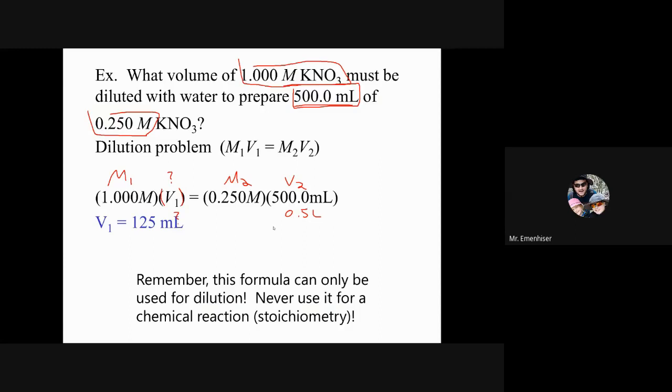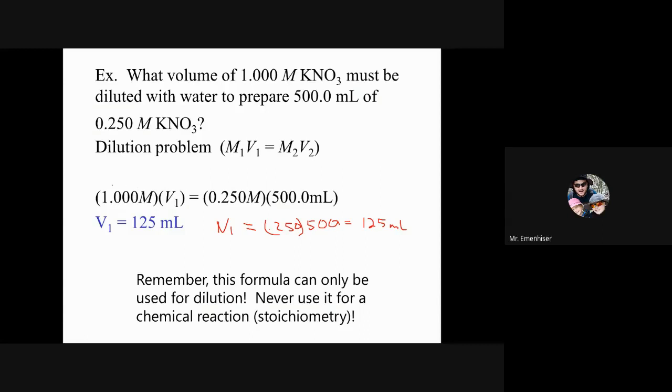All right. How did I solve this? Let's look at that. So I've got 1 times V1, or just V1, is equal to 0.25 times 500. I multiply those out. I get 125. Now this was easy because this was a 1, but if this was a 7 molar times V1, we would need to divide by that 7 in order to get it by itself. We'd have to solve it like an algebra problem.